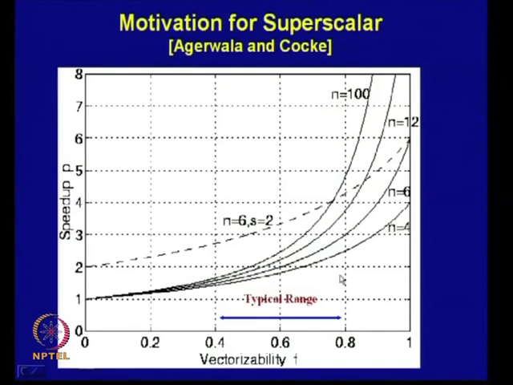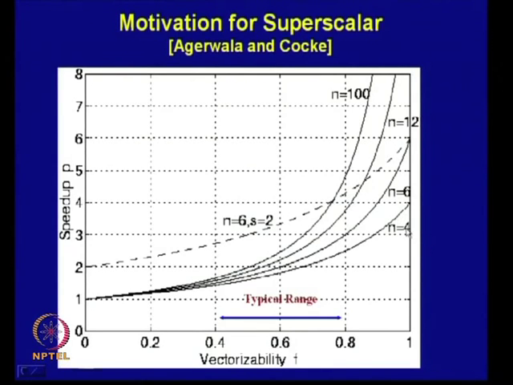Now, suppose you have got two processors. One processor is where n is equal to 1. Here, n is the number of stages, and you have got a simple pipeline processor. Obviously, speed up will vary depending on the vectorizability or parallelism available in the program. So, you can see depending on the parallelism available, the speed up will vary.